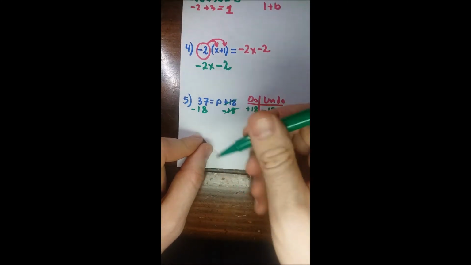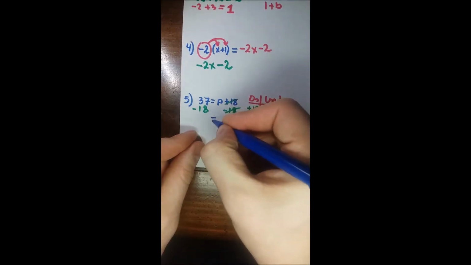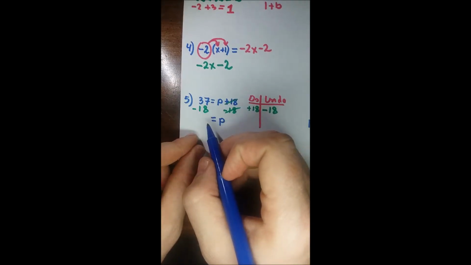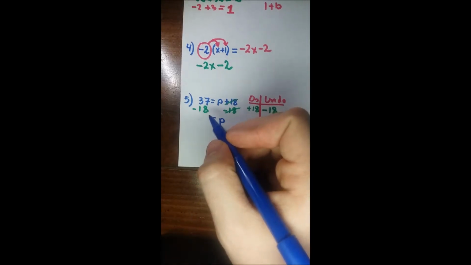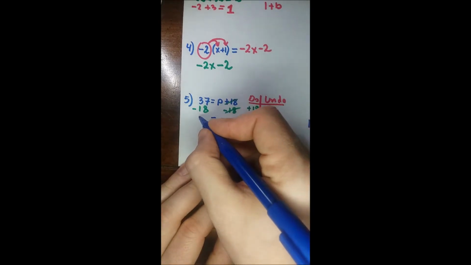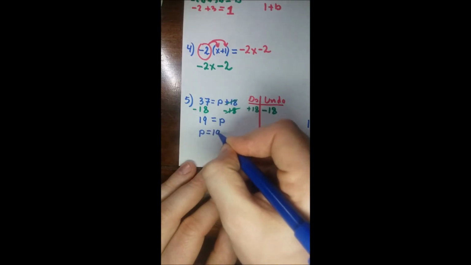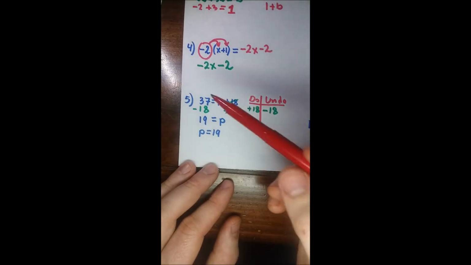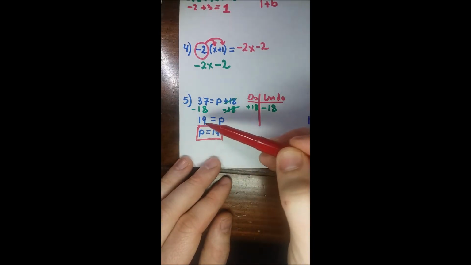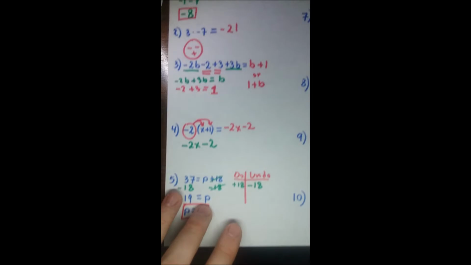These two are gone, so your answer is just equals p. And now 37 minus 18, that's a simple calculation, right? 37 minus 18 equals 19. 19 equals p, or p equals 19. And I'm going to box this out since I didn't have enough designated space for the answer. Right there. Okay, you can use a calculator to check, you can use Photomath to check, all that kind of stuff. Okay, moving on to question 6.